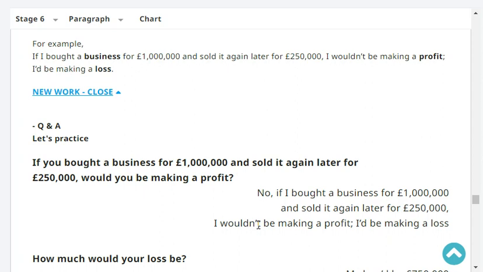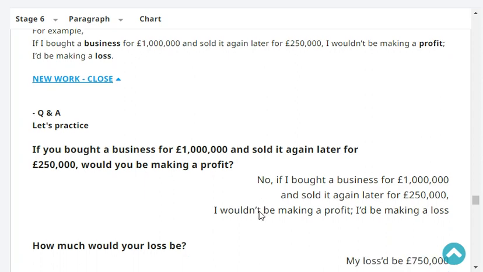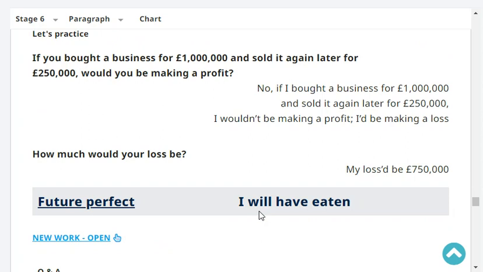If I bought a business for 1 million pounds and sold it again later for 250,000 pounds, I wouldn't be making a profit. I'd be making a loss. How much would your loss be? My loss would be about 750,000 pounds.